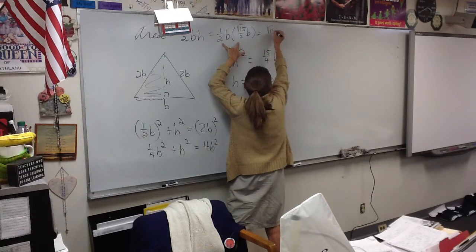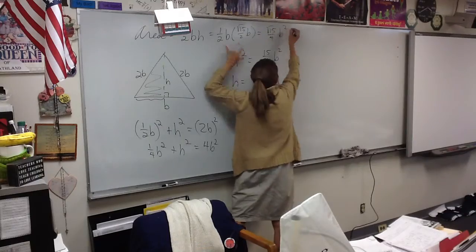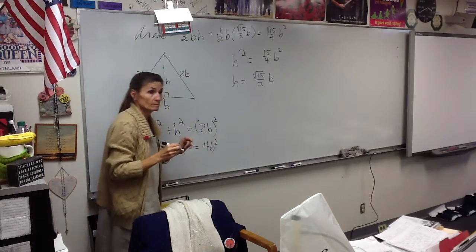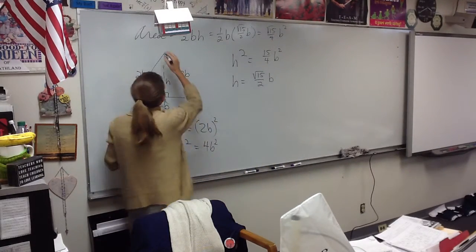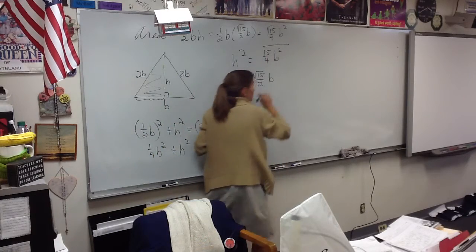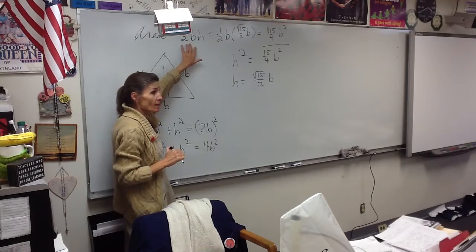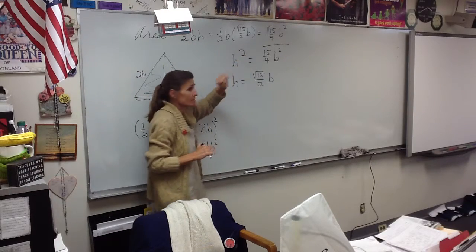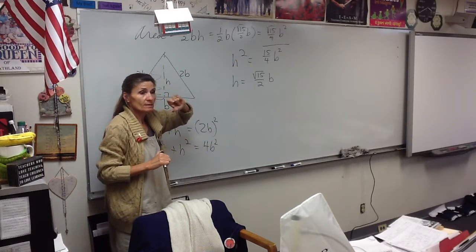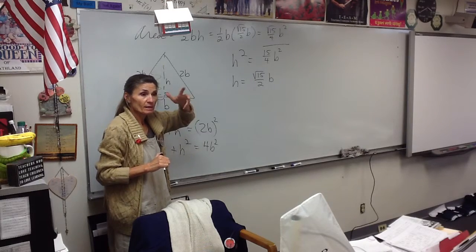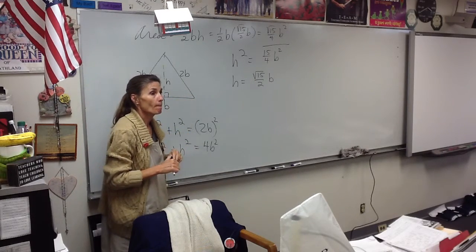And root 15 over 4 B squared. Now, that's my area formula. Why is it okay? This one was not okay. Why is that okay? Because it's in terms of B. Jamie?